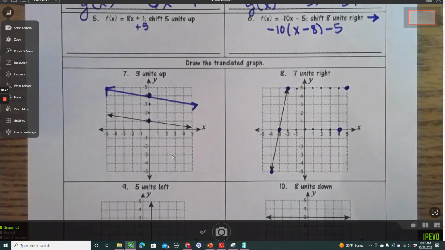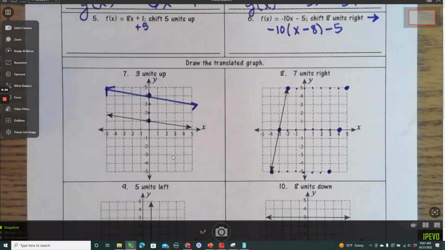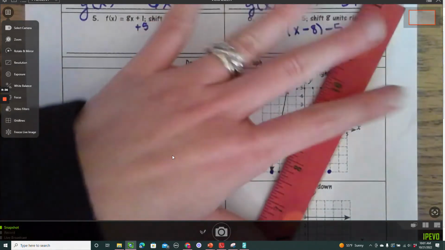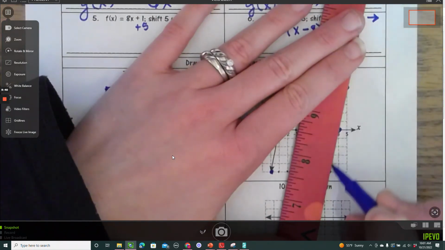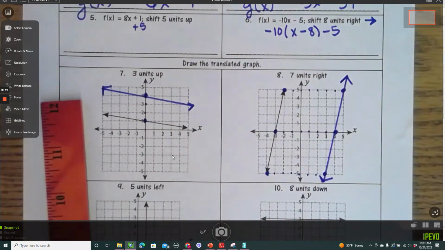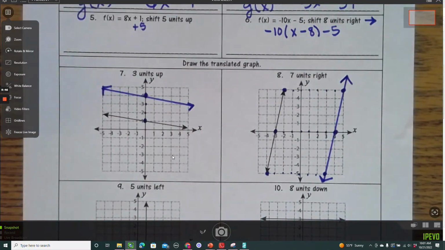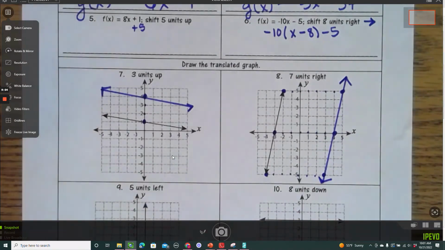All you technically need are 2 of them. Move your points. And then draw your new line. Okay? So I'll let you do 9 and 10. So you've got 5 and 6 and then 9 and 10 at the bottom.